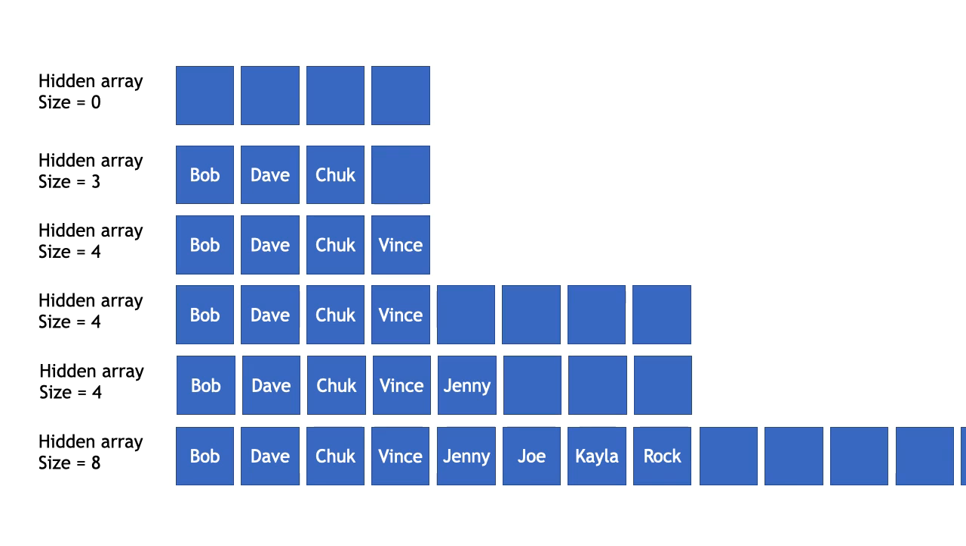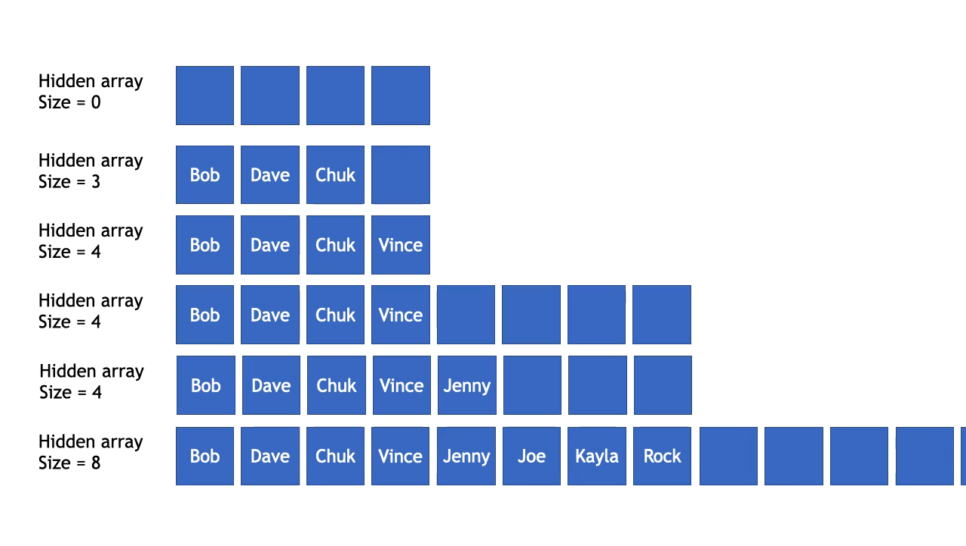At this point, the array list pauses. And what it does is it creates an array twice as big as the previous one. So if it was 4, it's now 8. Then it copies all the elements over. It copies Bob and Dave and Chuck and Vince over into the new, much bigger array. And the elements in the array go, oh, it's nice and spacey in here. And then suddenly Jenny is added to the end of that list.